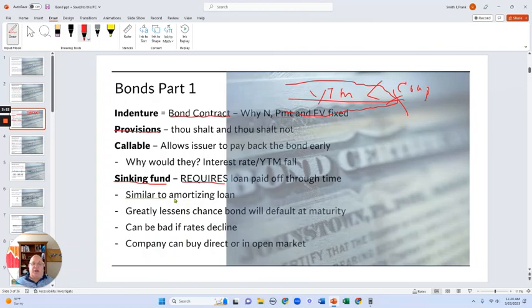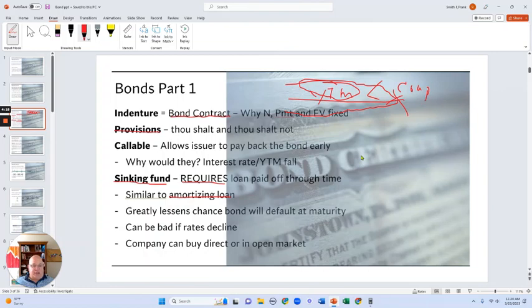It is essentially the amortizing part of a loan when it's not written into the contract. It does greatly lessen the chance the bond will default at maturity, but it can be bad because if rates decline and your bond is trading at a premium up here, and suddenly they want to sink your bond, you'll simply get a check in the mail that says, here's your $1,000 back. So the company can buy directly from you. If it's trading at a premium, they would.